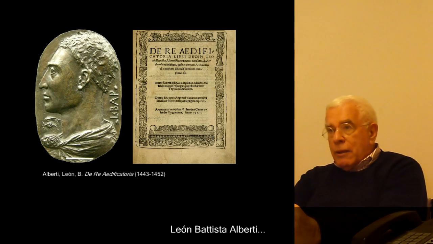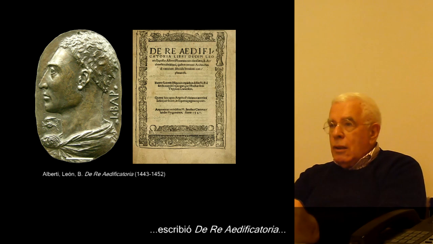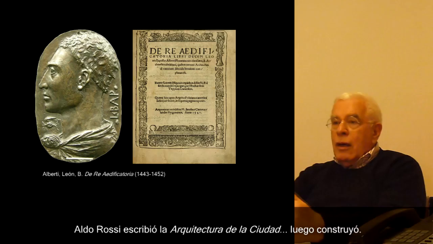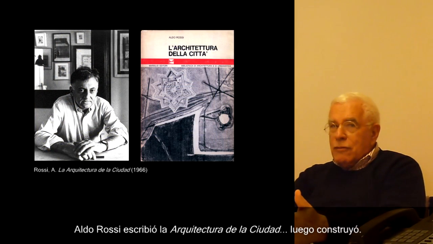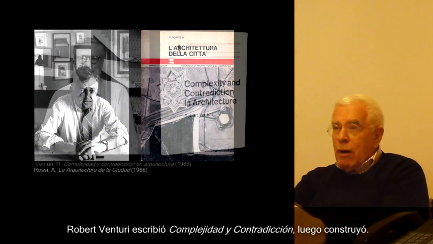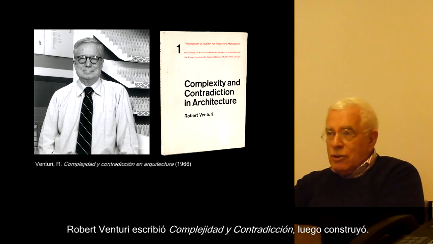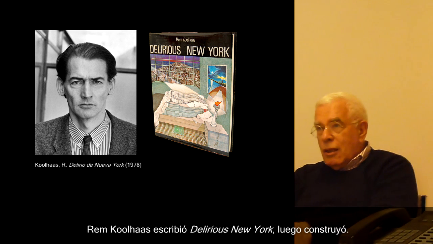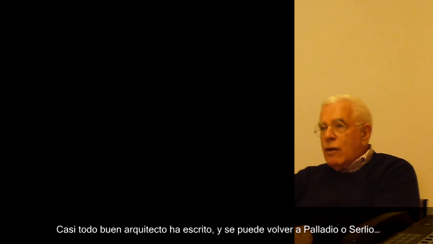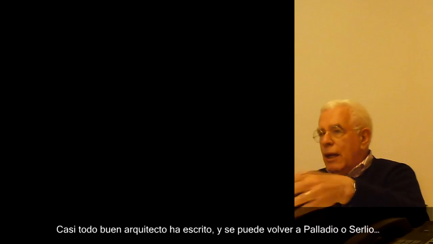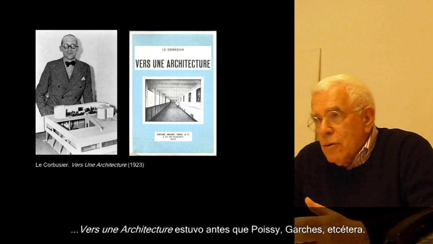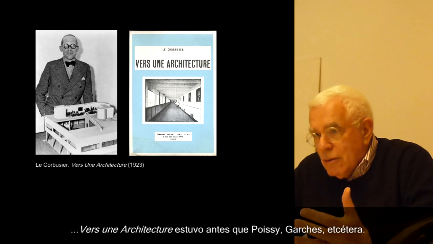Now, why I say that: every architect that I'm interested in, Leone Battista Alberti, wrote his De Re Aedificatoria, and then he built. Aldo Rossi wrote The Architecture of the City, then he built. Bob Venturi wrote Complexity and Contradiction, then he built. Rem Koolhaas wrote Delirious New York, then he built. So every good architect, and you can go back, Palladio, Serlio, Corbu, Vers une Architecture was before Poissy and Garches, etc.